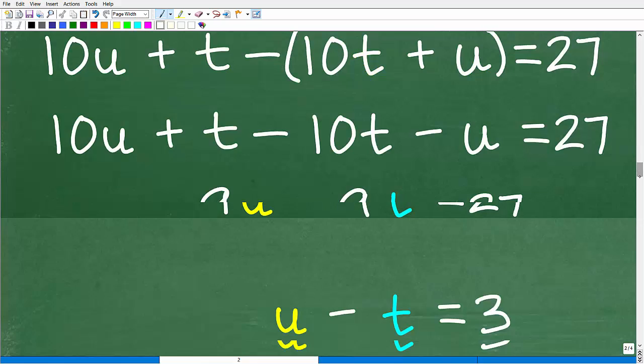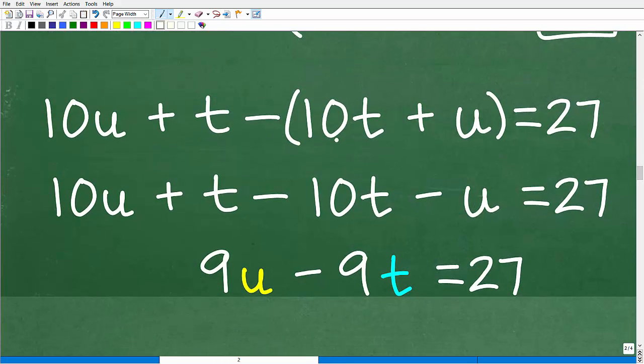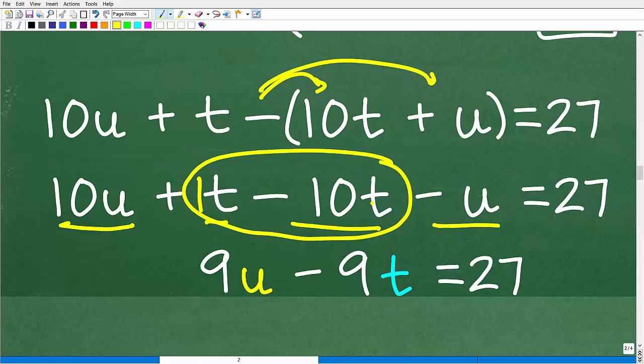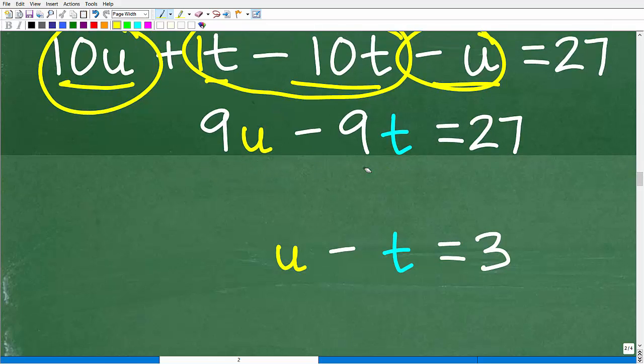And so let's go ahead and clean this up. So we have 10u plus t minus 10t plus u is equal to 27. So now we have the lovely distributive property here. So we're going to multiply this negative times this 10t and this negative times this u. So I have 10u plus a positive t minus 10t minus u. And now when we combine like terms, 1t minus 10t is going to be a negative 9t. So I'll write that here. And then a positive 10u minus this u is going to give us a positive 9u is equal to 27. Okay, so lots of work here, but hopefully nothing too difficult.